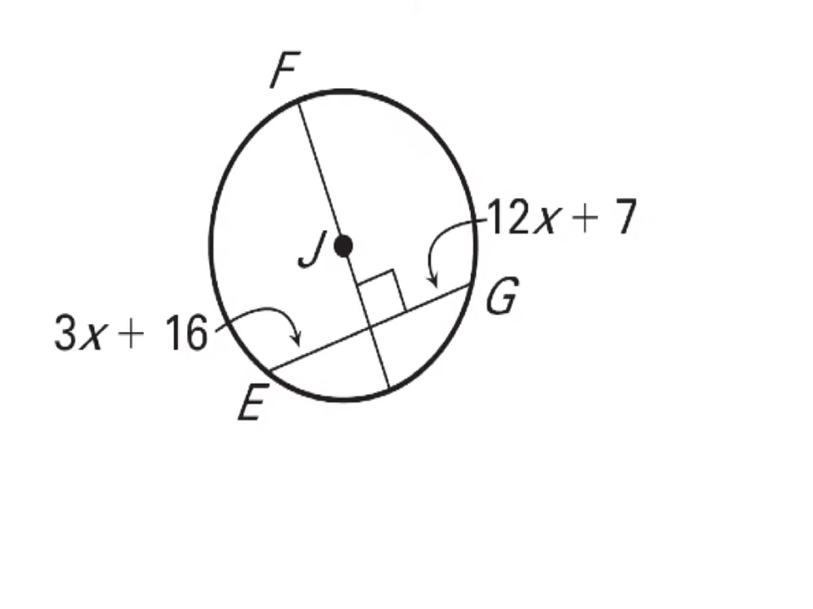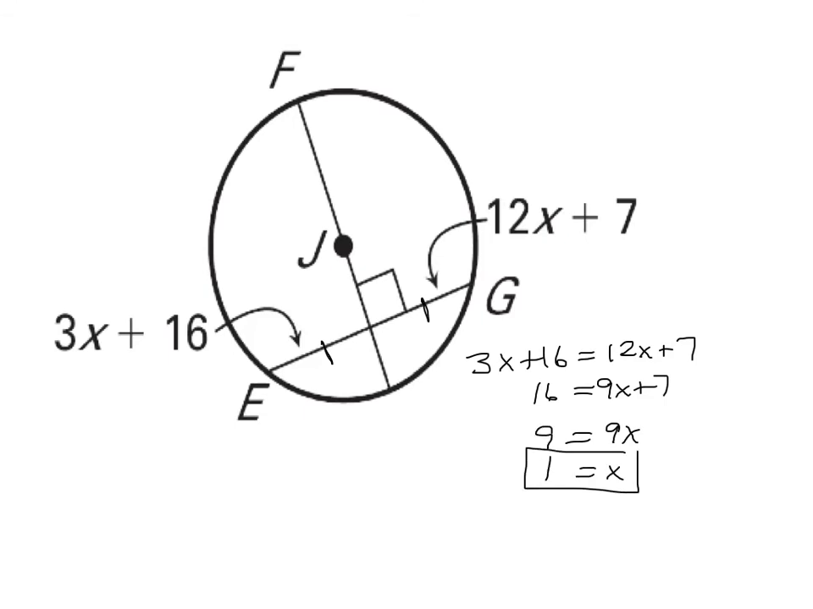Okay, in this case, we're trying to solve for x in the second example. Again, you'll notice that you have a diameter, and it's perpendicular to the chord, which means that it cuts the chord into 2 equal parts. So I know that these 2 segments are equal to each other, or I know that 3x plus 16 is equal to 12x plus 7. And I can solve this. If I subtract 3x, I get 9x plus 7 equals 16. If I subtract 7, I get 9x equals 9. And then x is going to equal 1.